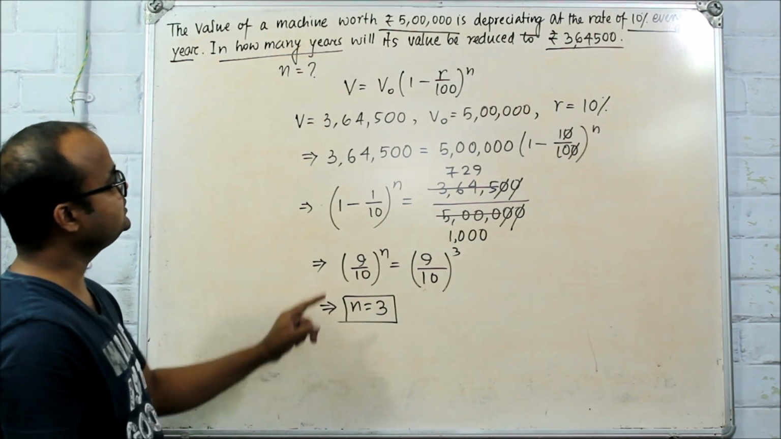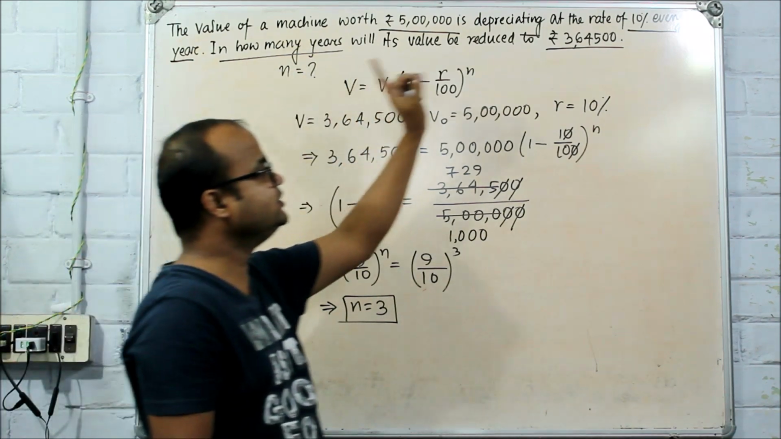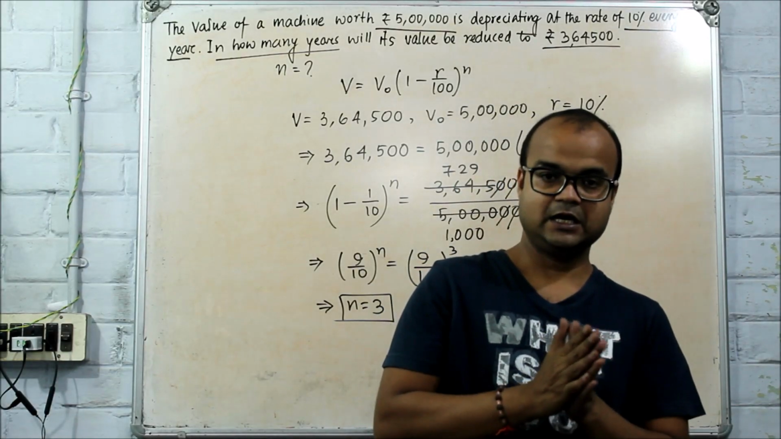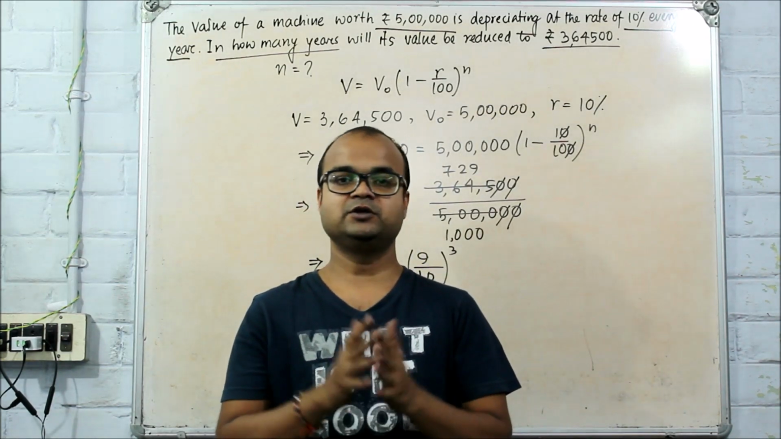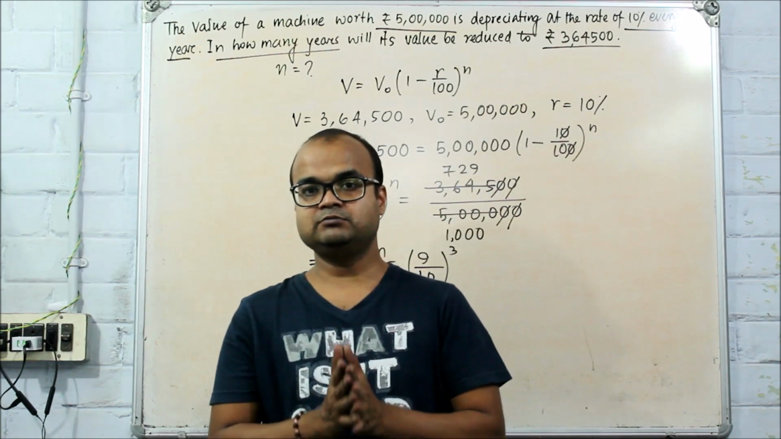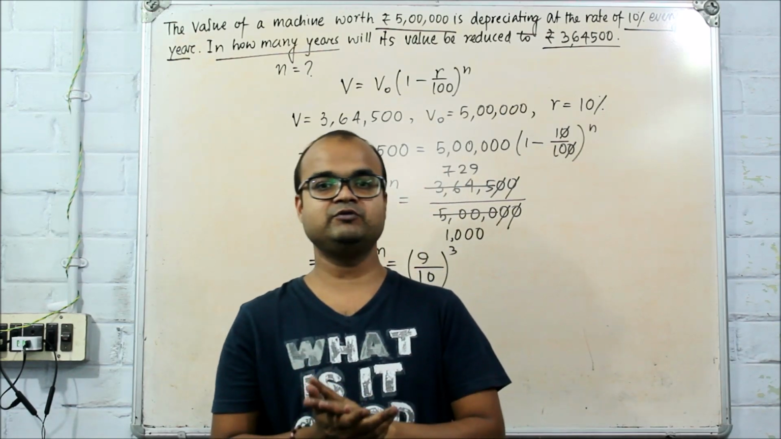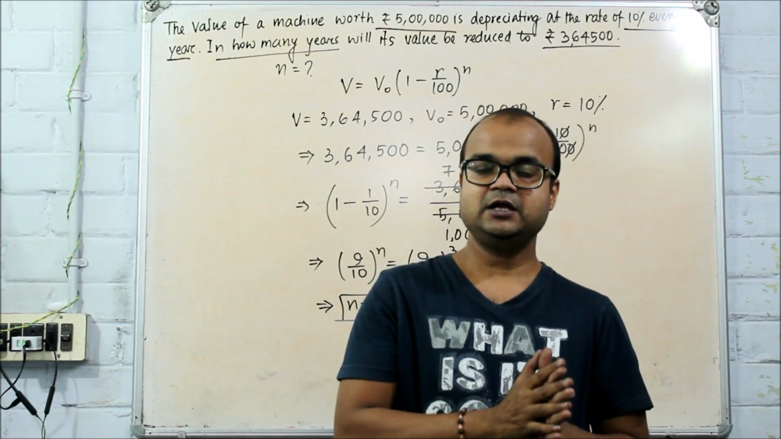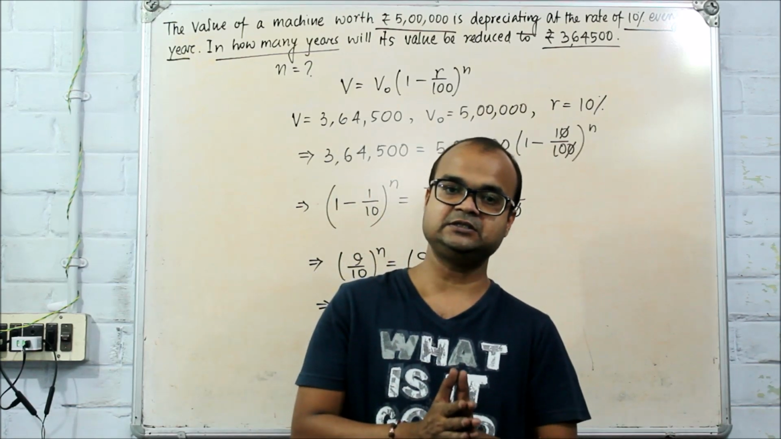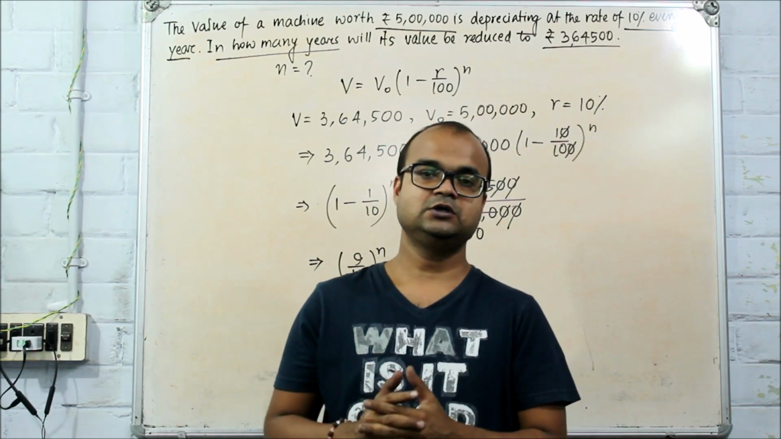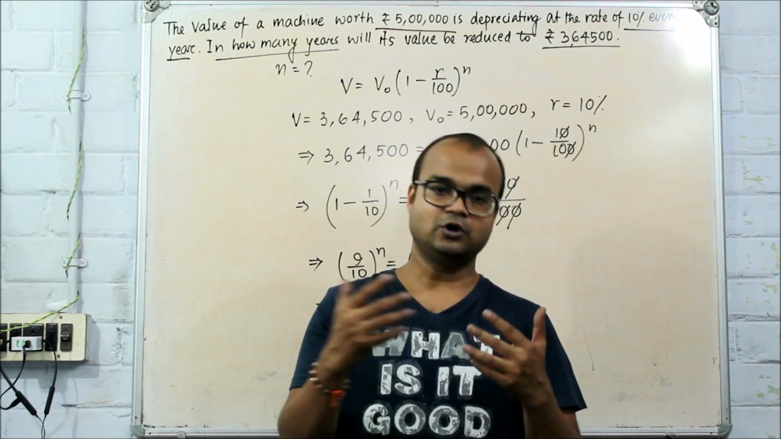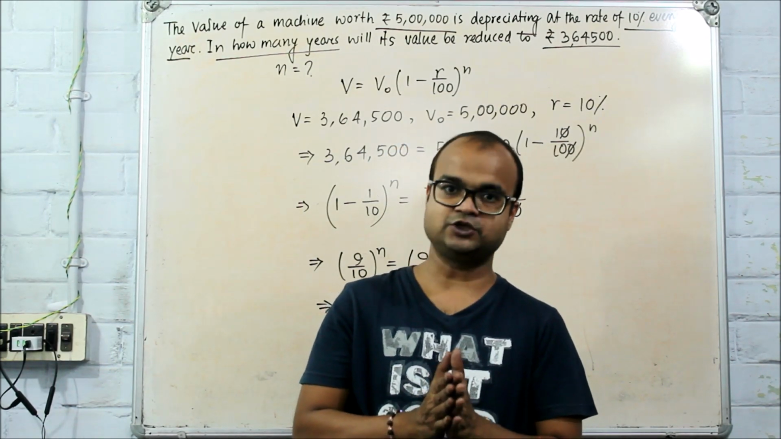Clear? So after 3 years, the valuation of the machine is reduced to 3,64,500. Clear everyone? So I hope you learned the topic today. You learned the formula and how to apply the formula. Now solve the problems given in your exercise. Whatever book you are following, solve the exercise, and if you encounter any such problem, you revert me back in the comment section. I will surely clear your doubt or make some special video where we will discuss some tricky problems on the chapter compound interest. Thank you. Thank you very much.